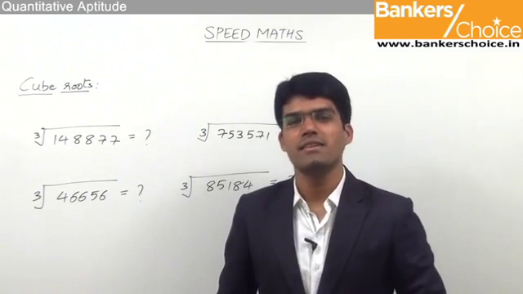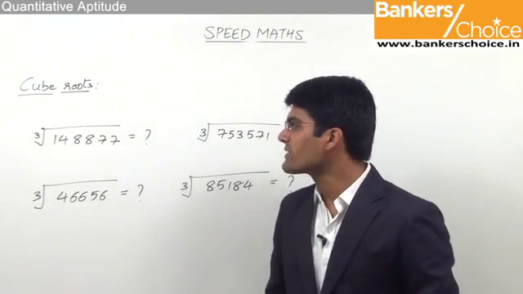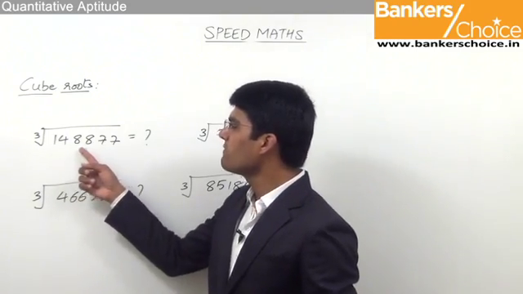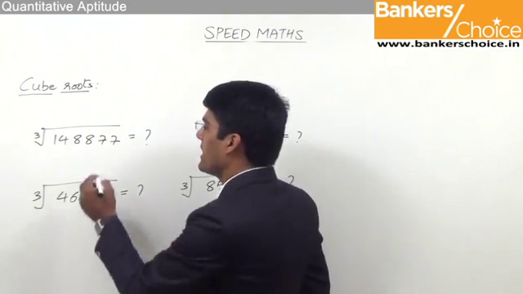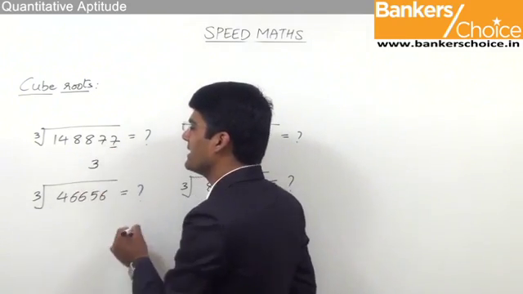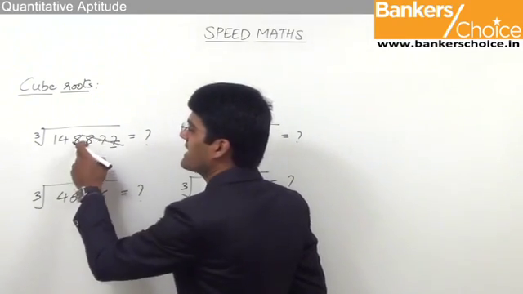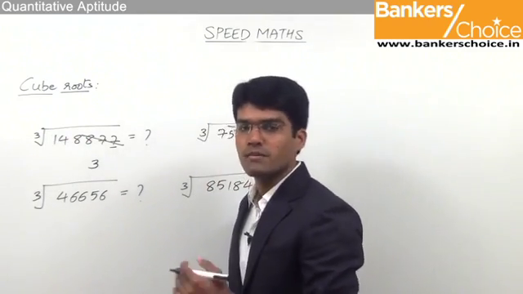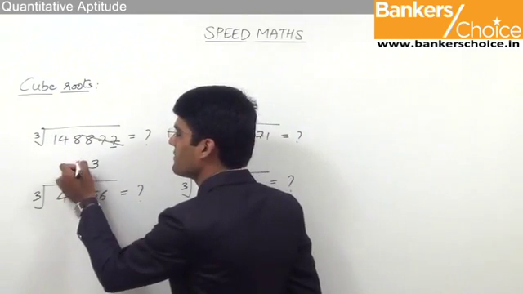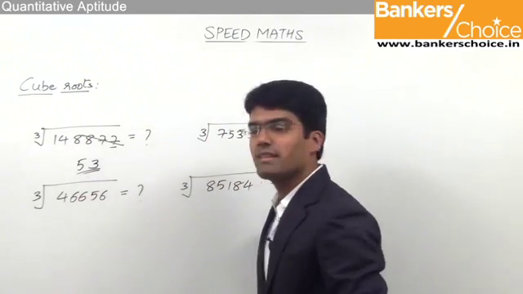Time up guys, let's see what are the correct answers for these 4 questions. Now as you can see here, the given number is 148877. When a number ends with 7, cube root ends with 3. Leave the last 3 digits. Less than 148 and a perfect cube is 125. 125 is 5 cube. So the answer here is 53.